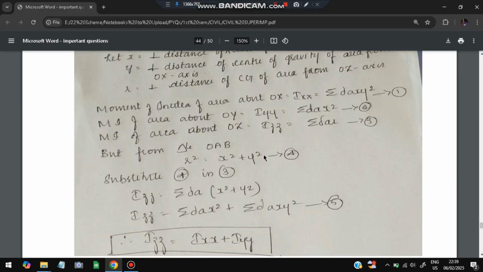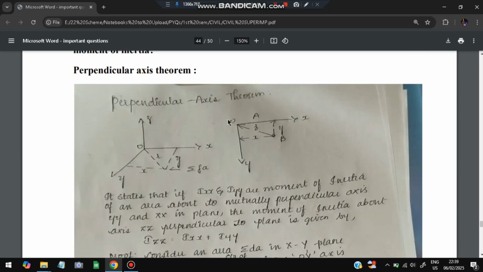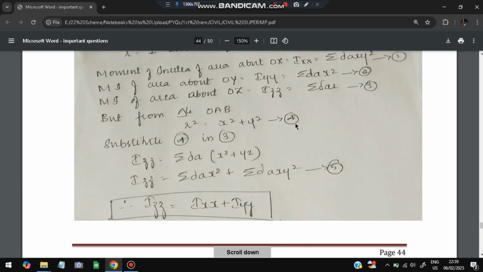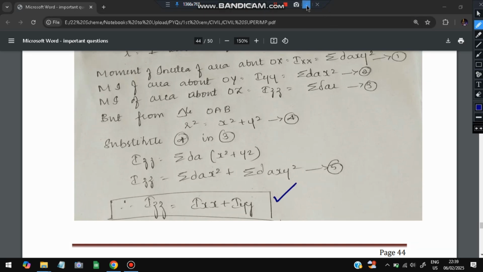Now from the triangle OAB, r square is equal to x square plus y square. If we are taking this as r here, r square will be equal to x square plus y square, that is the Pythagoras theorem. So we have the value of Izz as the summation of dA r square. r square can be substituted as x square plus y square, and when we expand this, this will be the sum of dA x square plus dA y square. That is nothing but Ixx plus Iyy. This is the required proof which we needed to arrive at for the perpendicular axis theorem.